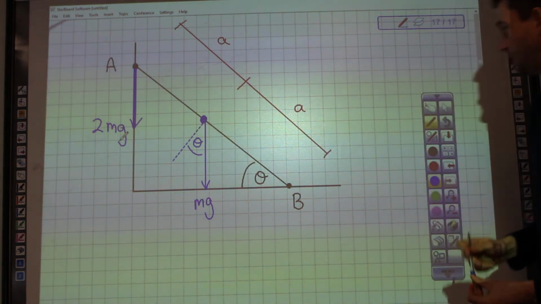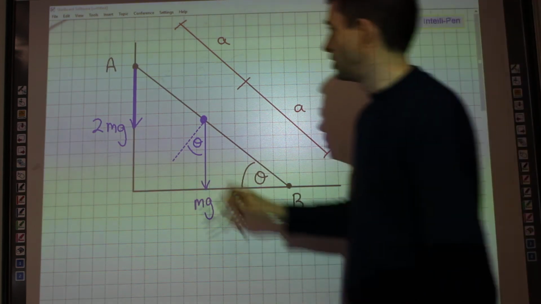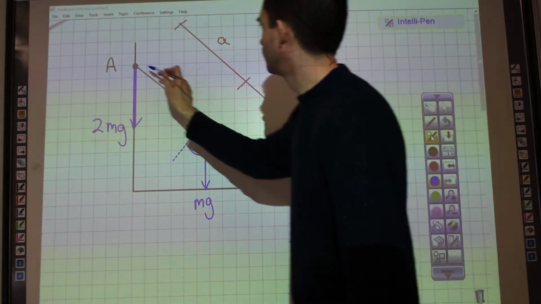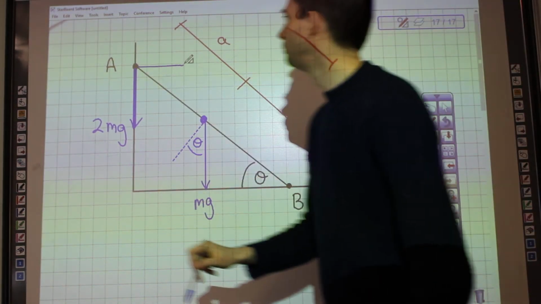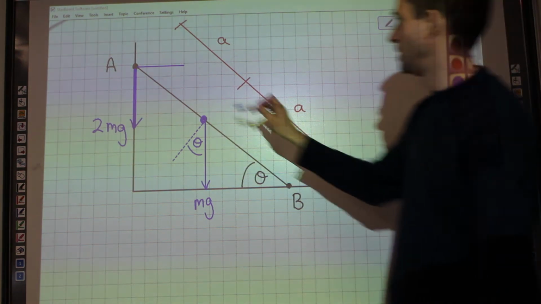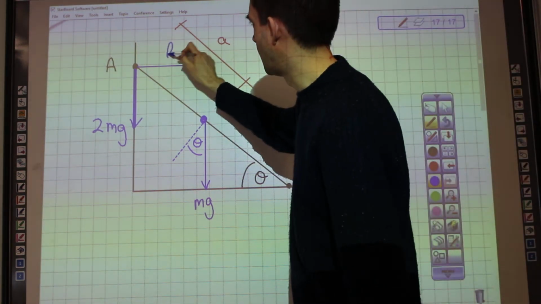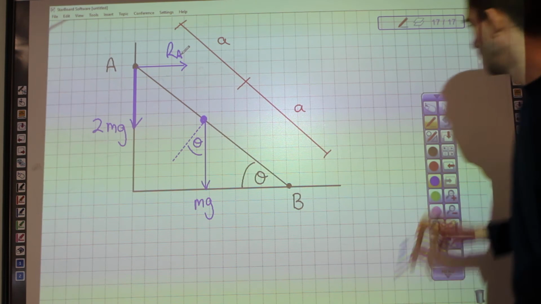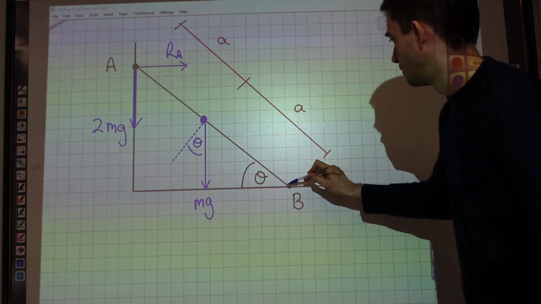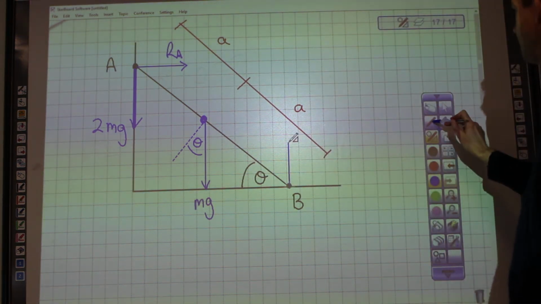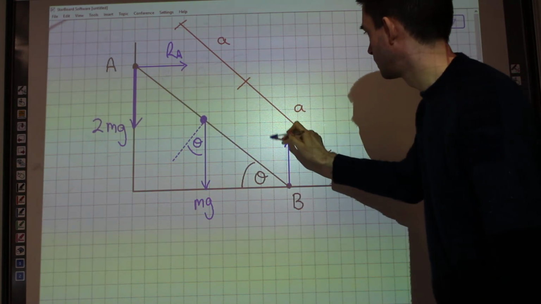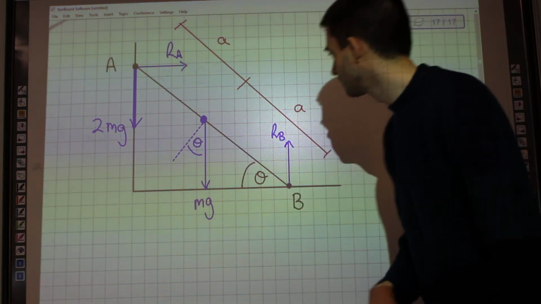Other things that I have to consider. I'm going to have a reaction force at A between the ladder and the wall, so let's label that reaction A. I'm going to have a reaction force at B. Let's call that reaction at B.